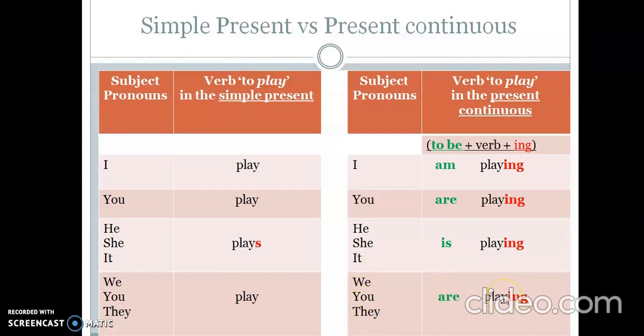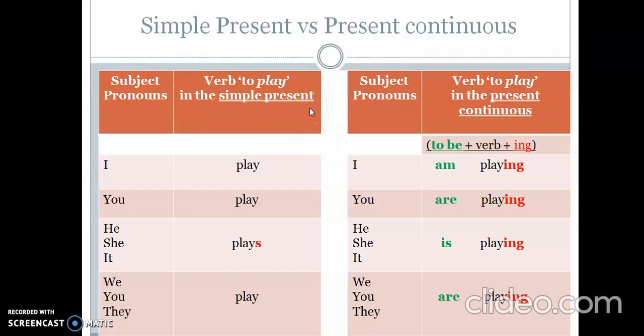Now what is the difference between the simple present and the present continuous other than their form? The simple present is used for everyday actions. For example, you are students, you go to school every day. It happens every day. So you study, the verb to study, you study every day. Or the verb to go, I go to school every day. We use the simple present.